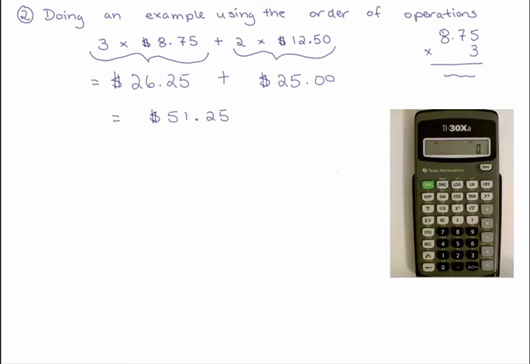One of the cool things about scientific calculators today is that they actually know BEDMAS and they know the order of operations, so they do it all for us, even if we enter it from left to right like we did in that very first example. So when we see 3 times $8.75 plus 2 times $12.50, if we enter that straight in, our calculator actually already does the order of operations, and when we hit enter, we are going to get our correct answer, $51.25.